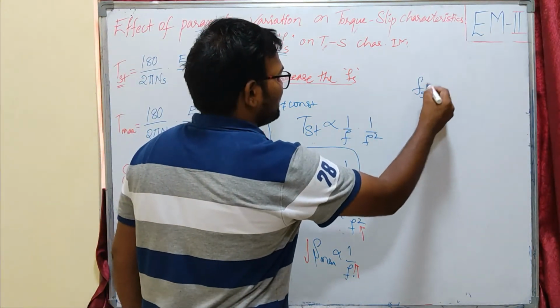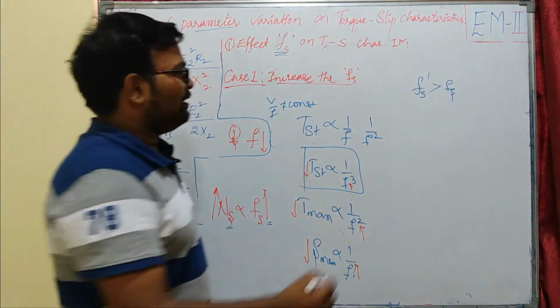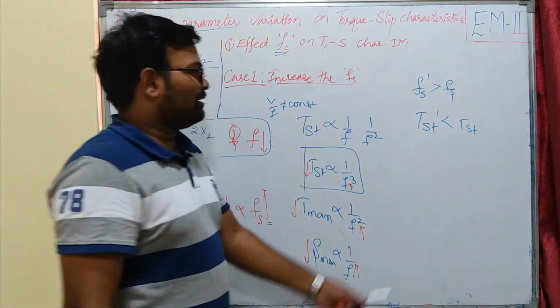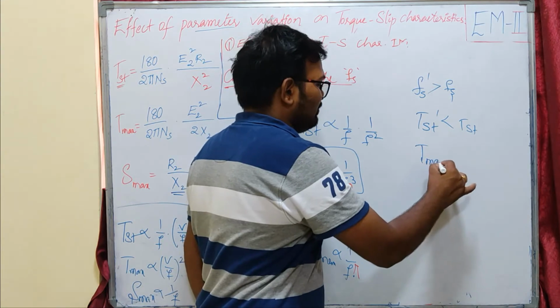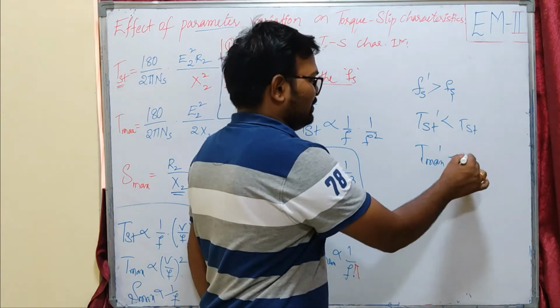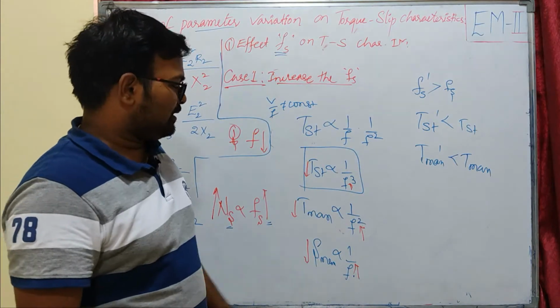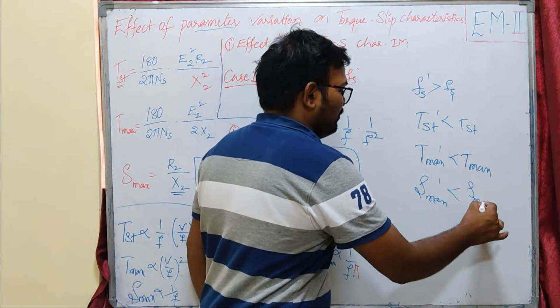Our frequency variation Fs dash, which is greater than our supply frequency, is now changing our starting torque TST dash, which is less than the initial one TST. Our TST is now reduced and Tmax is also being reduced. Tmax dash, after the frequency increase, is less than Tmax before increasing the frequency. So our Smax is also reducing from Smax before.